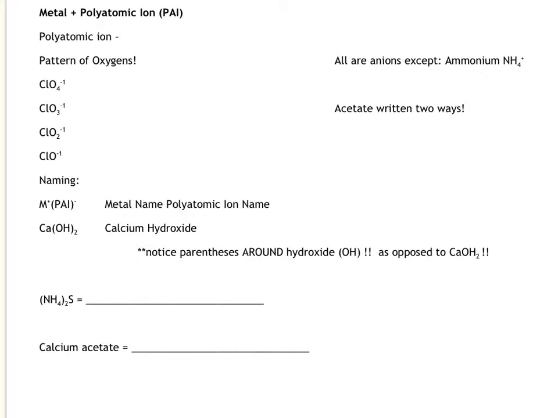A metal and a polyatomic ion, or a polyatomic ion and a nonmetal. So a polyatomic ion is just simply multiple atoms put together with a charge to create an ion. So it's a multiple atom ion. And we treat it like a unit.